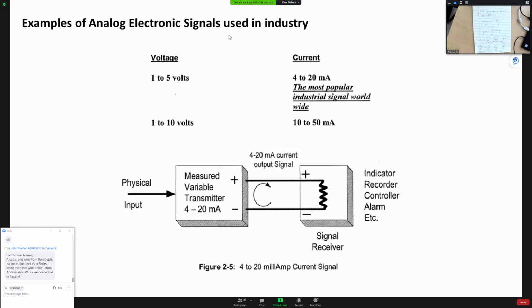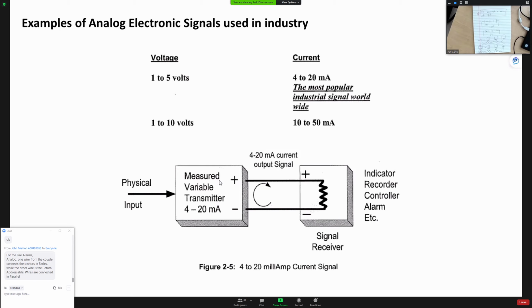Analog electronic signals used in industry. Sometimes they use 1 to 5 volts. The reason they use 1 to 5 volts is they try to convert this 4 to 20 milliamp signal. For this 4 to 20 milliamp signal, if you put in a 250 ohm resistor, 4 milliamps times 250 ohms gives you 1 volt. 20 milliamps times a 250 ohm resistor gives you 5 volts.